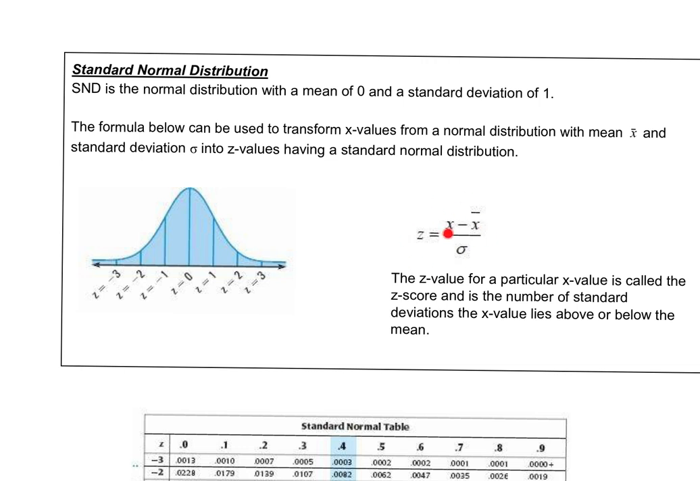You take your position or your data point, subtract the mean, and divide by the standard deviation. And if it's negative, it's obviously going to be this way. And if it's positive, it's going to be this way. And that makes sense, right? If your value is above the mean, it's going to be on the positive side. If it's below the mean, you're going to get a negative. The z-value for a particular x value is called the z-score, and is the number of standard deviations the x value lies above or below the mean.